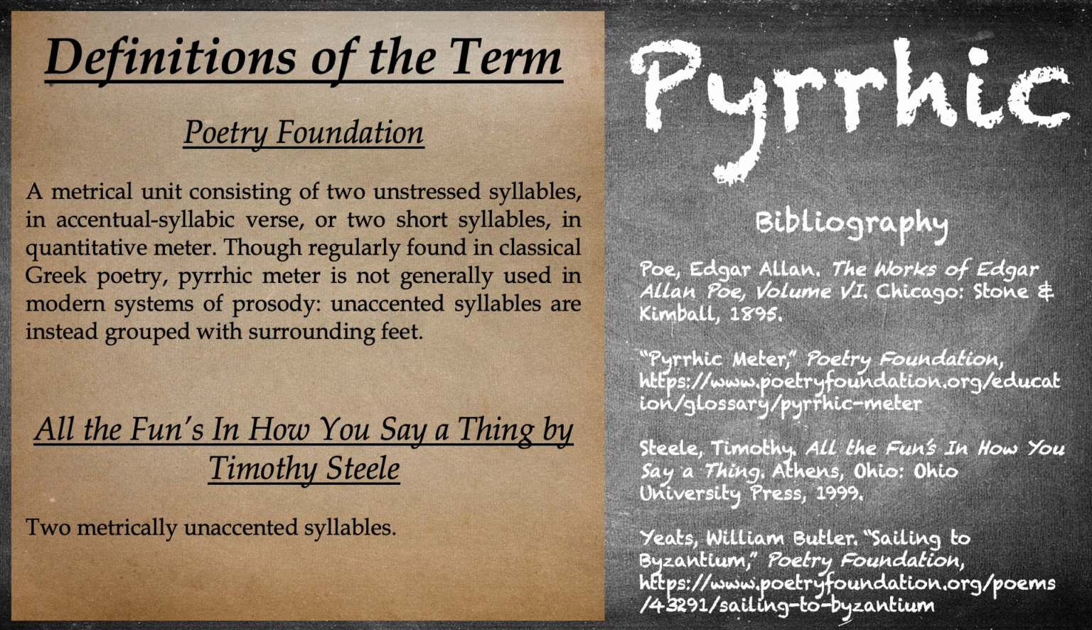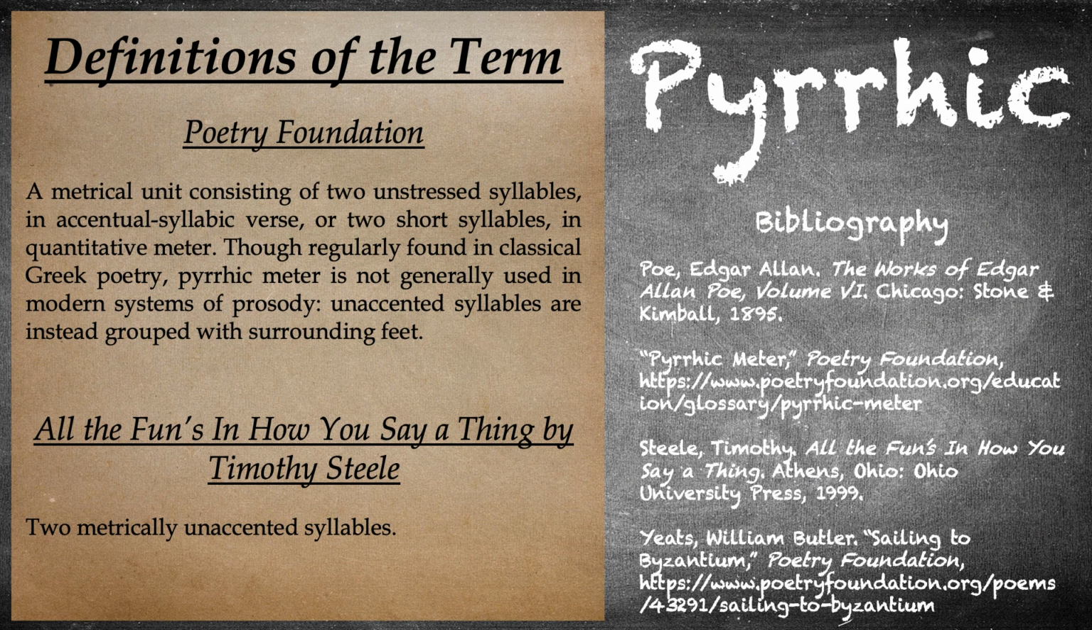Alright, so what we like to do at ELA Plus when we define our terms is first take a look at the definitions provided by various reputable sources in the reference and poetry literature, and we use these to formulate our own unique definition. To that end, let's start with the Poetry Foundation, who defines the Pyrrhic as a metrical unit consisting of two unstressed syllables in accentual syllabic verse, or two short syllables in quantitative meter. Though regularly found in classical Greek poetry, Pyrrhic meter is not generally used in modern systems of prosody. Unaccented syllables are instead grouped with surrounding feet.